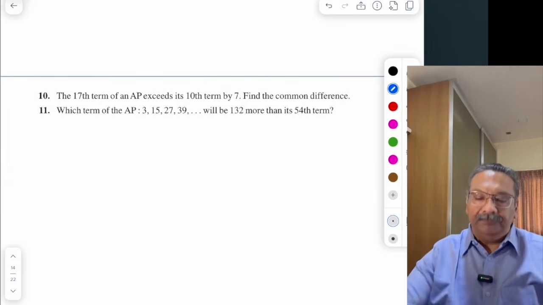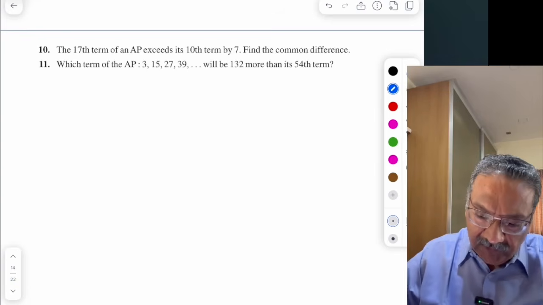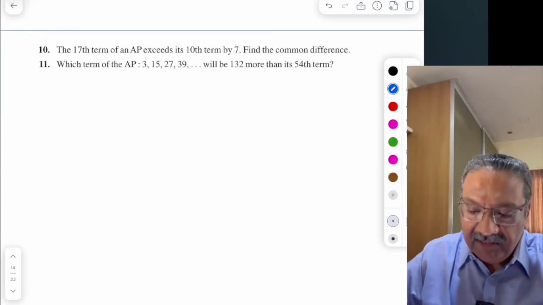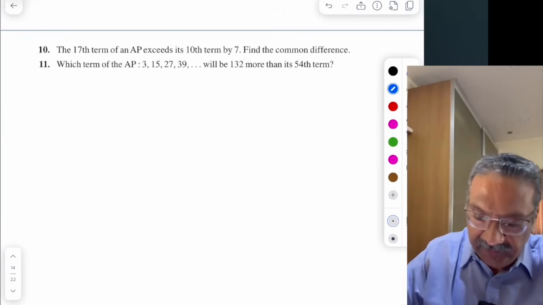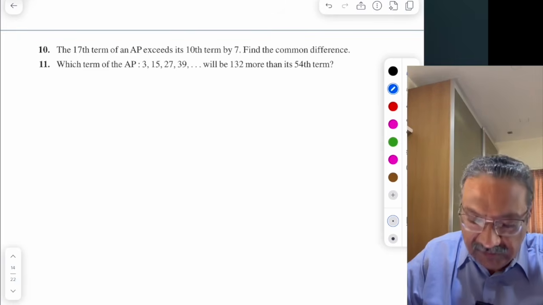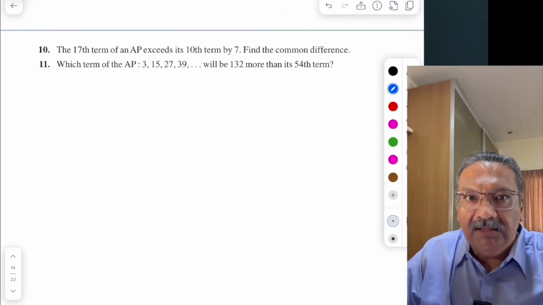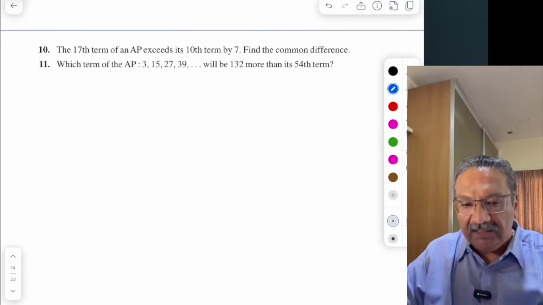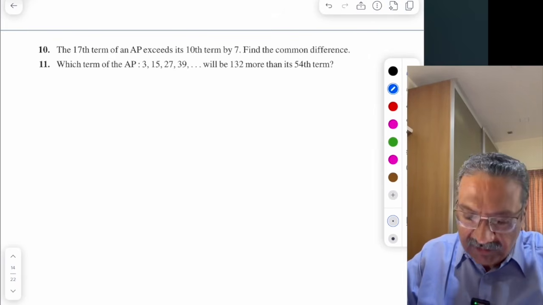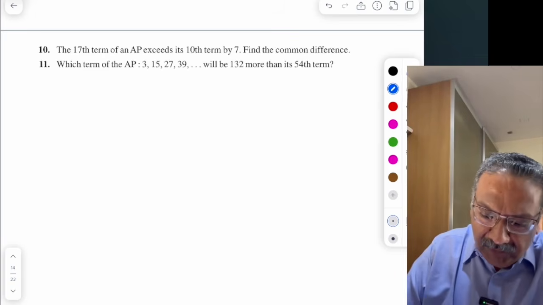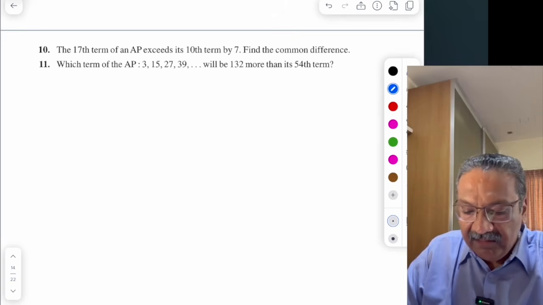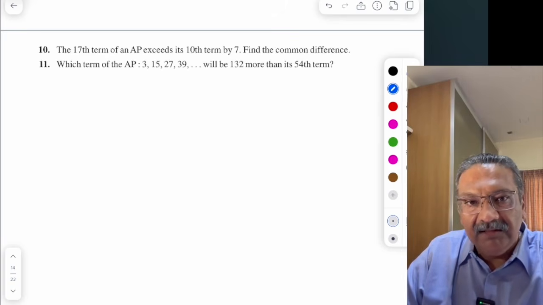Okay, coming to the 10th question. The 17th term of an AP exceeds its 10th term by 7. Find the common difference. They have asked for d. This is simple English. First you have to understand the question. That is most important here. Many people who have studied in Kannada do not understand this question at all. So read it calmly. The 17th term of an AP exceeds its 10th term by 7.